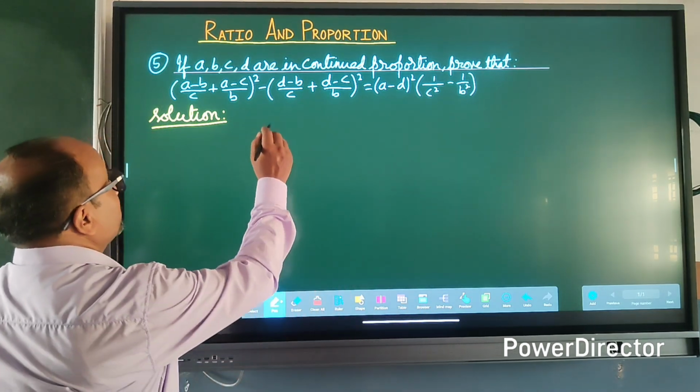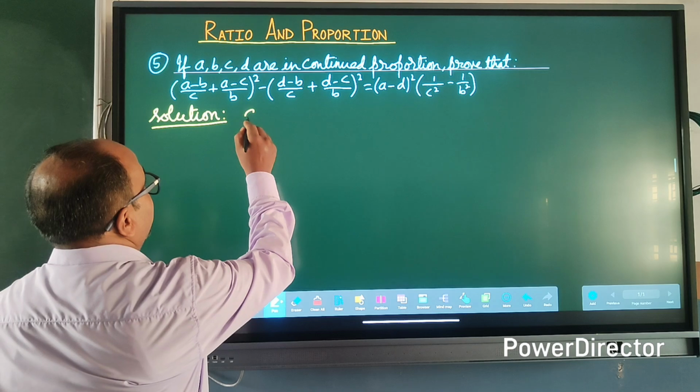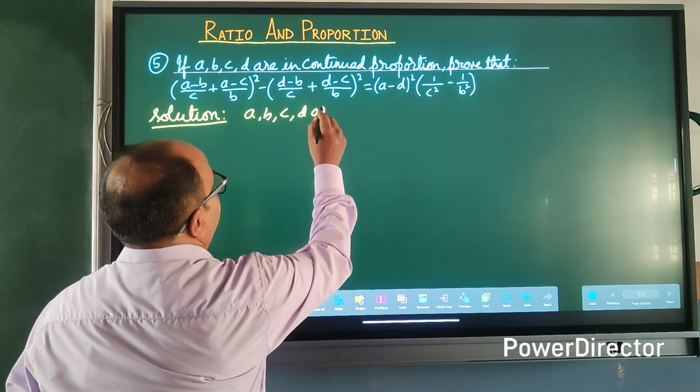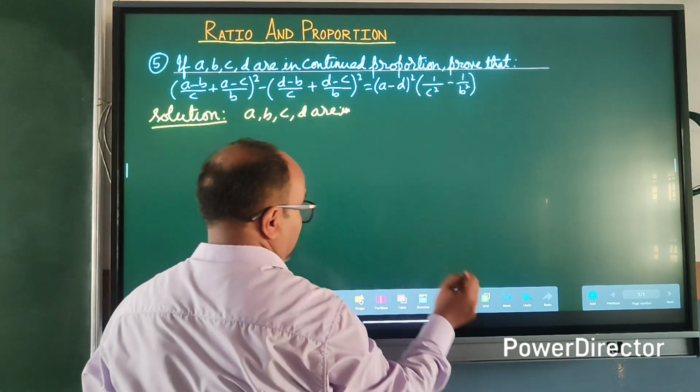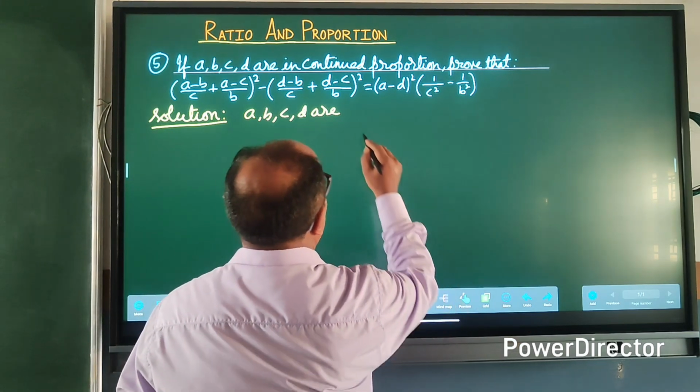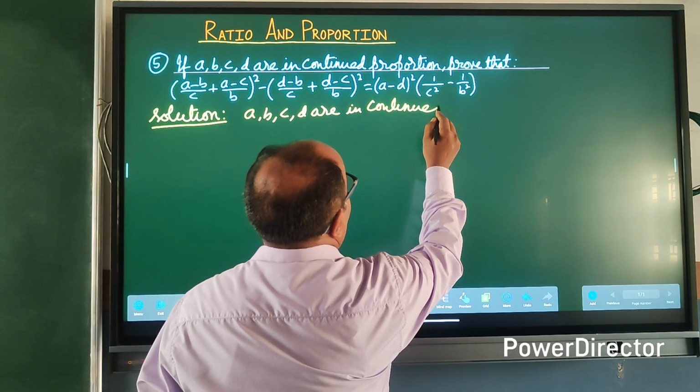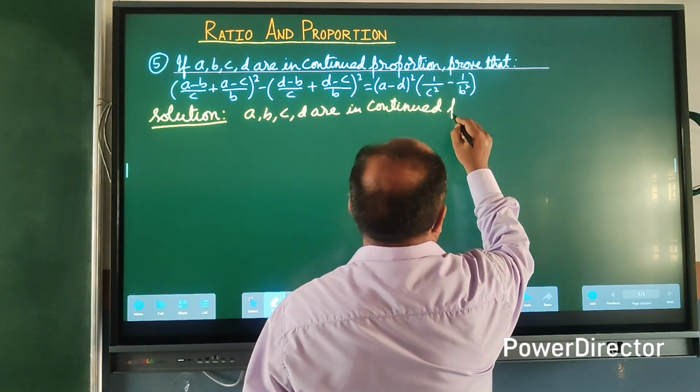So here when it is in continued proportion, A, B, C, D are in continued proportion.